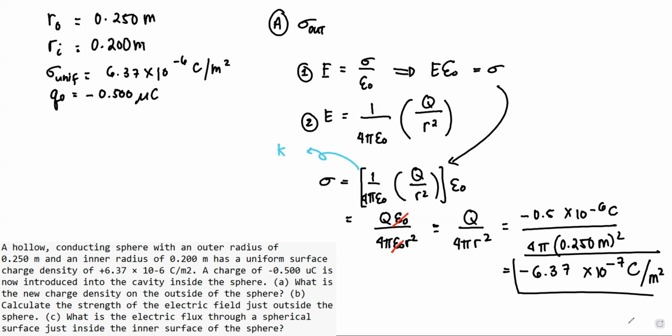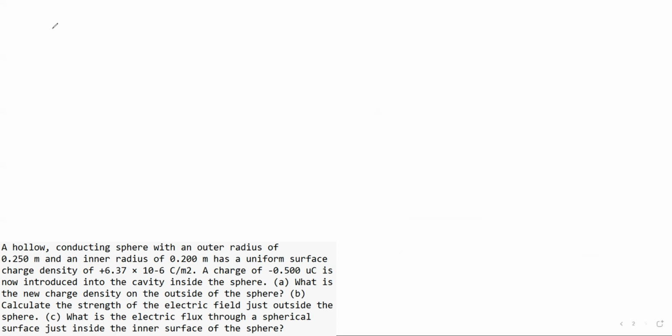All right, and the next question is basically letter B, calculate the strength of the electric field just outside the sphere. So same thing. The electric field just outside the sphere. How do we deal with this one? A while ago we had E is equal to your charge density divided by your epsilon naught. So might as well make use of that here. E equals sigma divided by your epsilon naught.